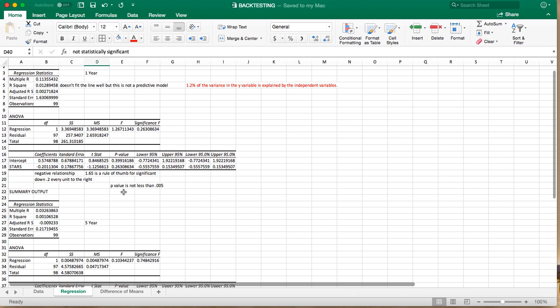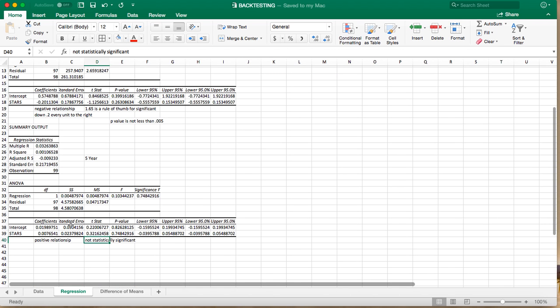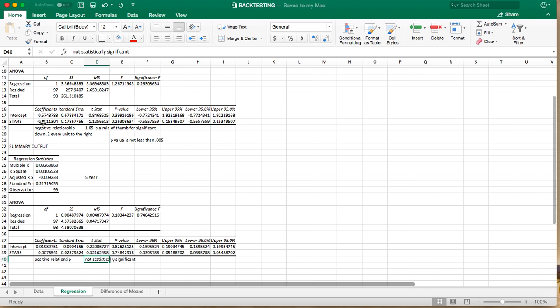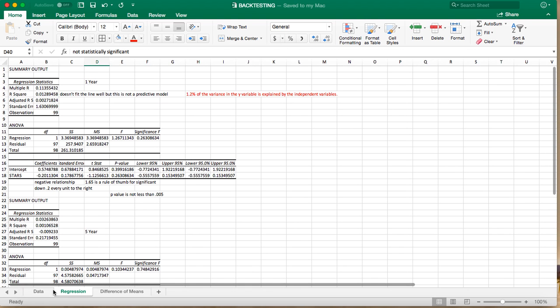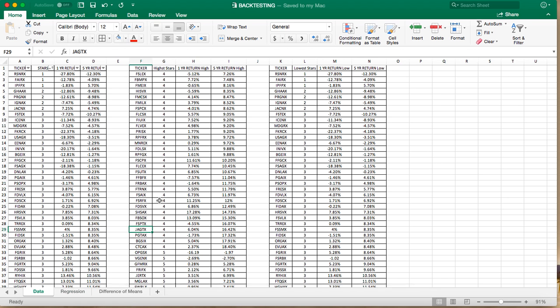We also have the p-value not being less than 0.05. For the 5-year here, we have a positive relationship, and it's also not statistically significant. What this is saying is that you go down 0.2 for every unit to the right. So that's our slope. The second thing I did was a difference of means test.